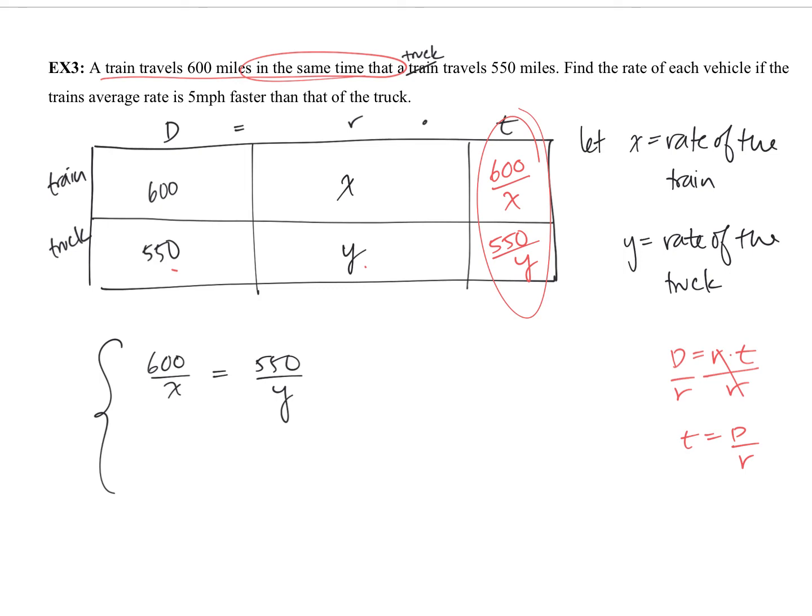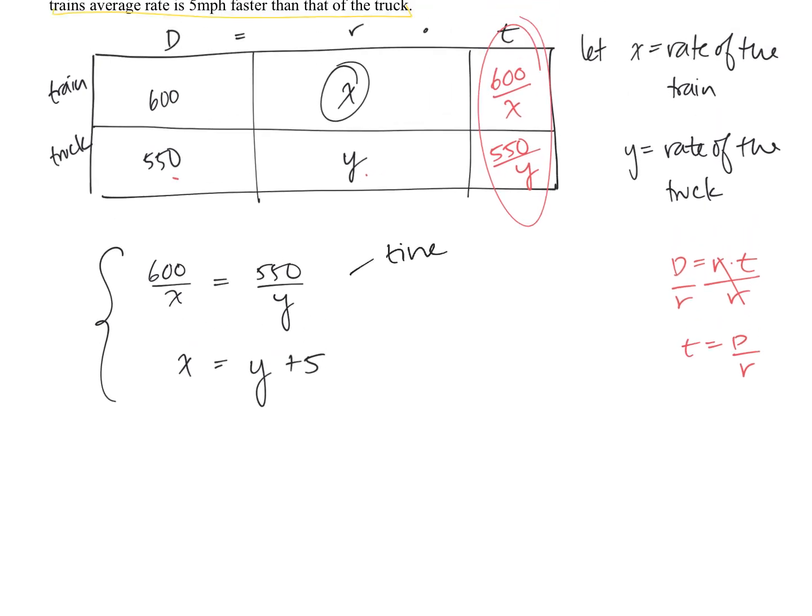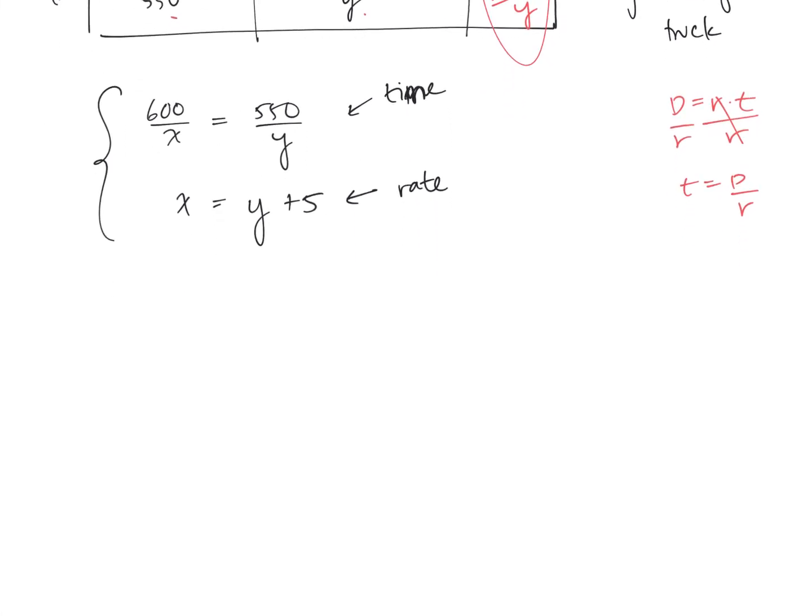Well, we know that the train's average is 5 miles per hour more than that of the truck. So the train is faster than the truck, which means that the rate of the train, which remember we said was x, is 5 miles more than y, which is the rate of the truck. So 5 plus y. And there we have two equations. One was in terms of time, and the other one was in terms of the rate. So this is where it's easier to create the equations if you're looking at the time variables and then at the rate variables. So let's go ahead and solve.